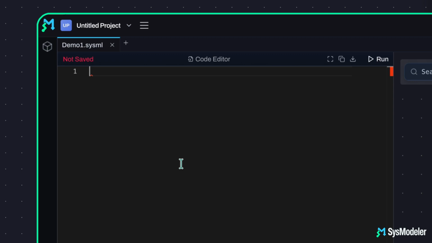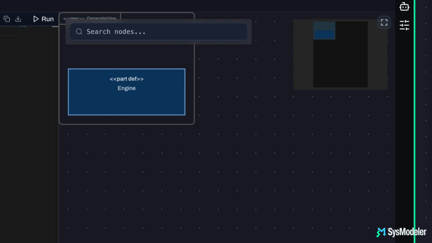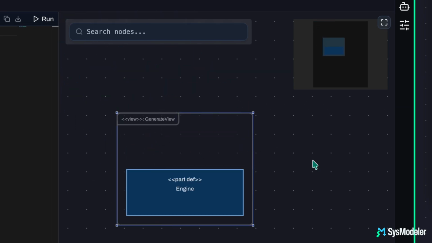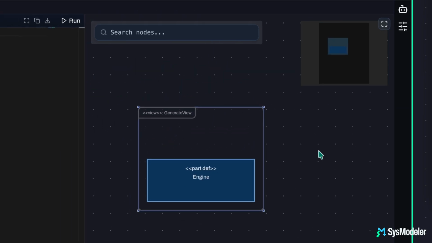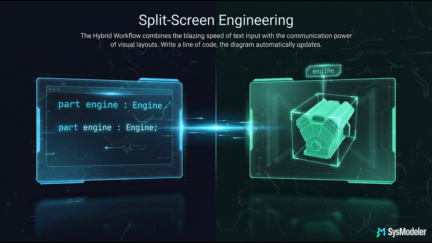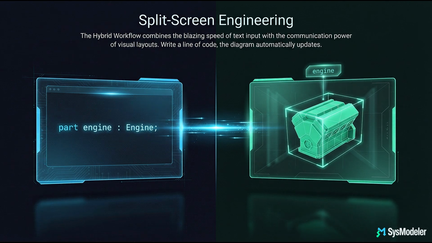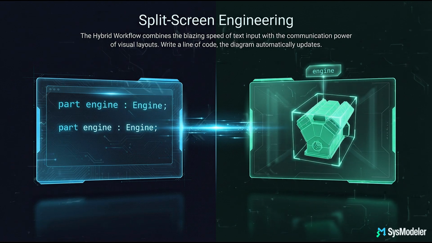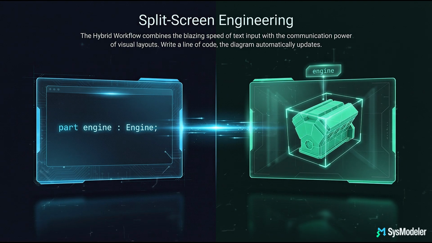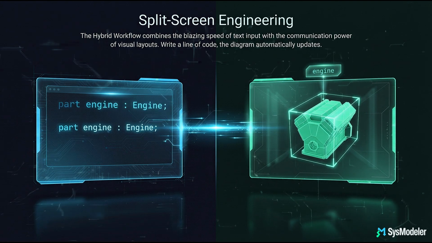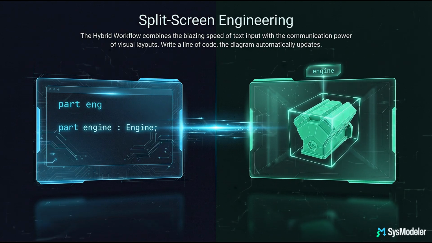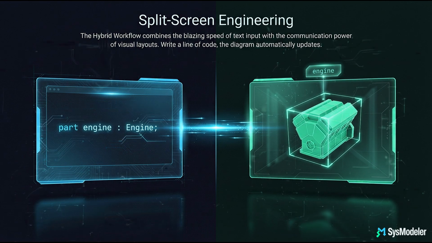Imagine a dual monitor setup. On the left screen, you type part def engine. On the right screen, instantly, a part box labeled engine renders in the diagram pane. This offers the blazing speed of typing with the communication power of visual layouts. Tools strictly enforce synchronization based on the model semantics. If you write a line of code on the left, the diagram automatically updates on the right.